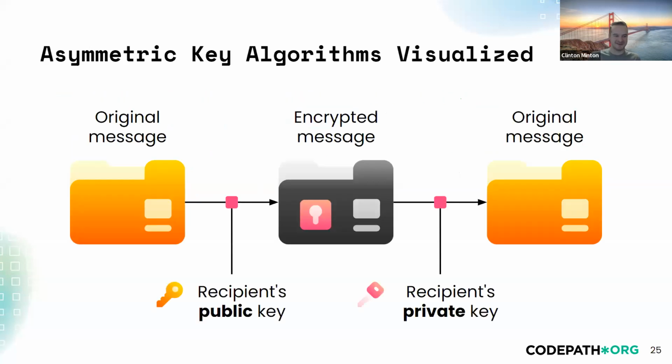As another way to visualize it, you get your original message and the recipient's public key. You get that from the public key repository, just download it, and then use that key to encrypt the message. And then only the recipient's private key will be able to decrypt that message.